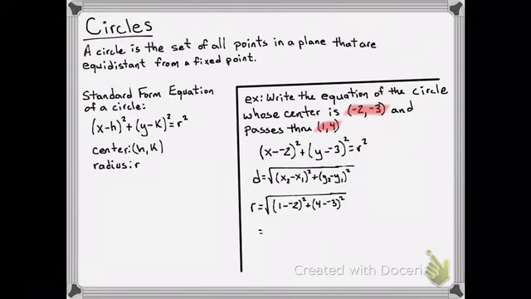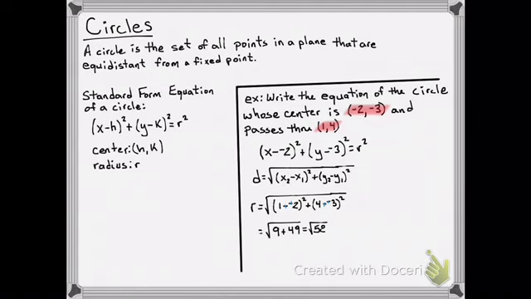1 minus negative 2. All right, that's going to change to plus. Same thing here. That'll change to plus. And so we get 1 plus 2, which is 3. And so 3 squared is going to give us a 9. Plus 4 plus 3 is 7. And 7 squared is going to give us 49. And so we end up with the square root of 58.